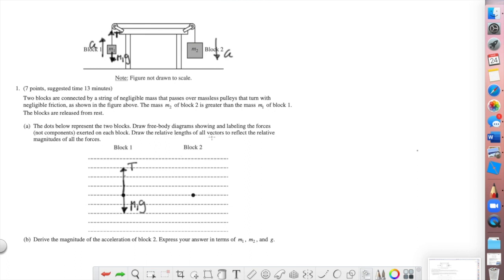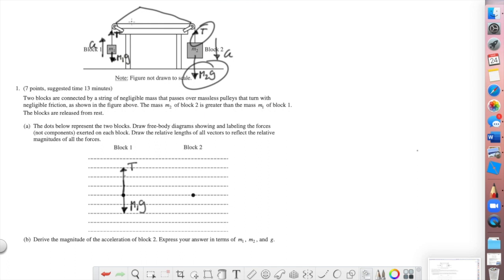Now, for block 2, in a similar way, we know the acceleration is going to be down, so the two forces on block 2 are tension and gravity. Gravity is going to have to be bigger, so that's going to be m2g. In order for block 2 to have a downward acceleration, the downward force of gravity must be greater than the upward force of tension.